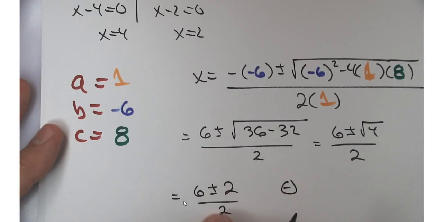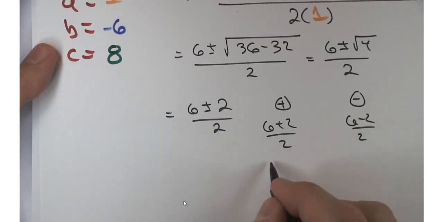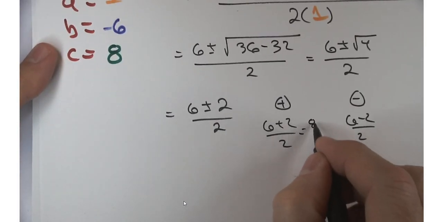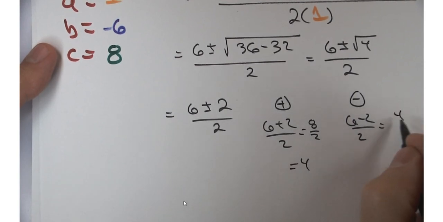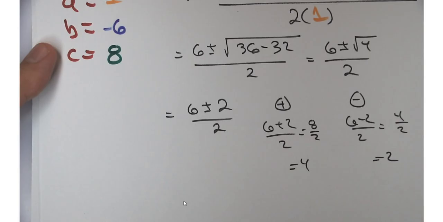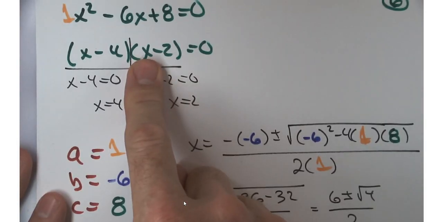Now, if these are like terms and you have to combine them, then take a moment and just write out the positive and negative cases separately. Here, I'll get 8 over 2, which is 4. Here, I'll get 4 over 2, which is 2. Man, get out the oxygen bottle. That was a lot more work. I mean, you could probably solve 6 problems like this in the time it took us to do that one problem.